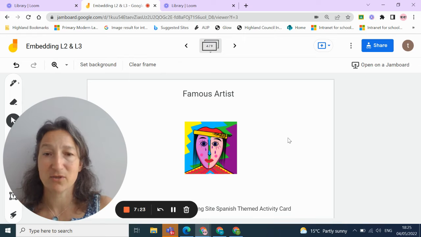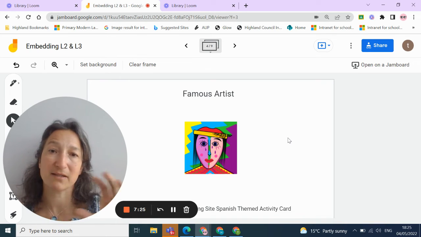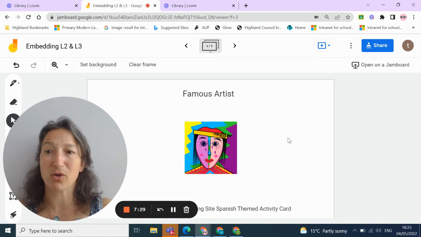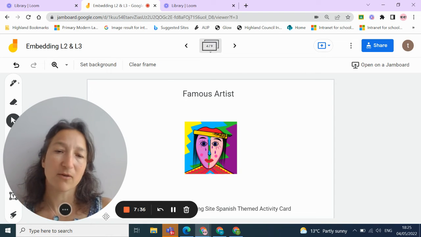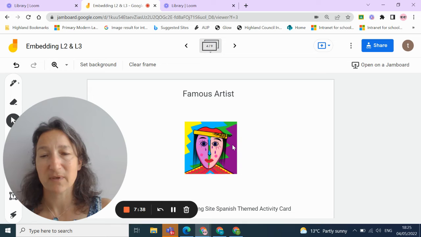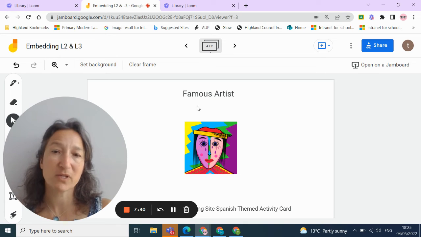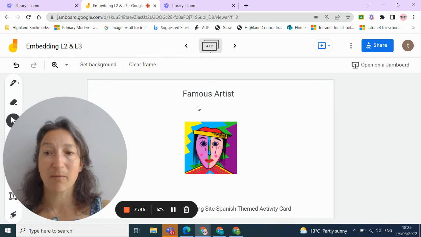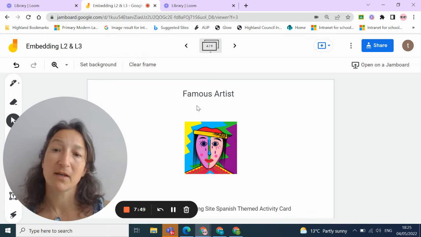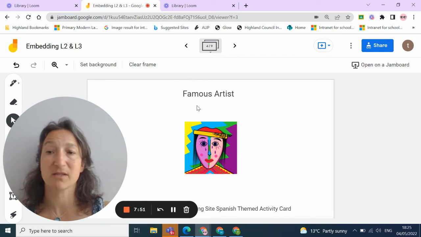Right, now what I'd like us to do is we're going to look at different sort of IDL topics, if you like, or big context, big ideas. And so I've chosen something that has a resource to go with it. And I've put in a picture here. So the first one is a famous artist, and I'm linking this for Spanish, and it comes from the Northern Alliance Family Learning site, which has these themed activity cards, and so you can see ideas for it in there.